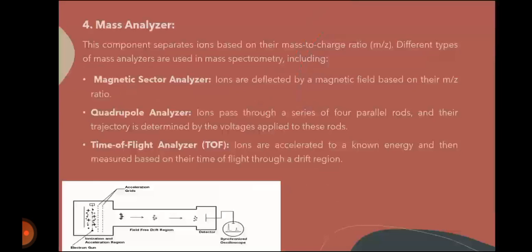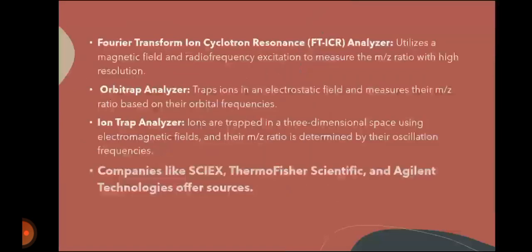This component separates ions based on their mass to charge ratio. Different types of mass analyzers are used in mass spectrometry, including the magnetic sector analyzer. Ions are deflected by a magnetic field based on their mass over charge ratio. Then the quadrupole analyzer. Ions pass through a series of four parallel rods and the trajectory is determined by the voltage applied to these rods. Then the time of flight analyzer. Ions are accelerated to a known energy and then measured based on their time of flight through a drift region.